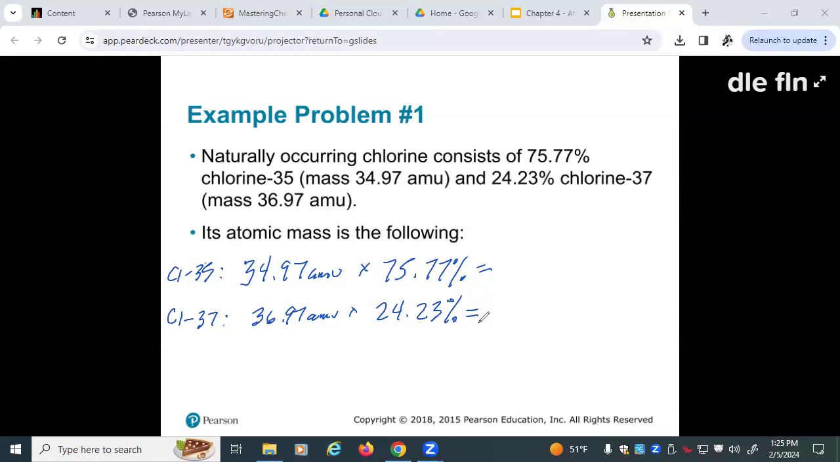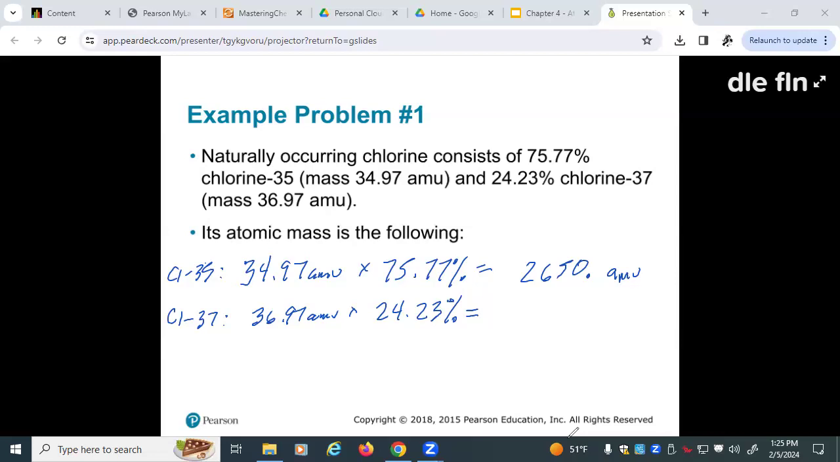So 34.97 multiplied by 75.77. 4 sig figs in the mass, 4 sig figs in percent, 4 sig figs overall. My calculator gives me 2649.67 and so on. I want the first 4 digits of that, so 2650. I'm going to put a decimal point at the end of that just to show that the last zero is a good zero. It's a significant one. The unit there is still AMU. Haven't canceled anything out.